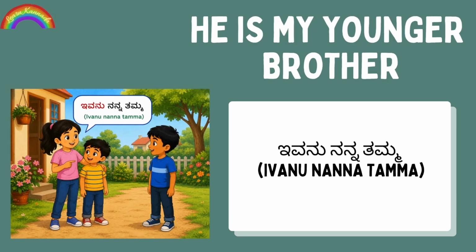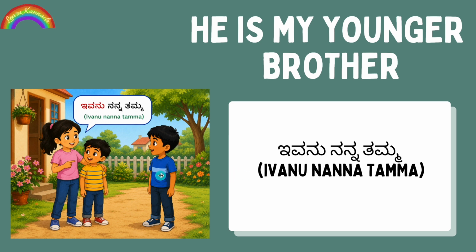We learned that Avanu and Avalu are used when the person is standing some distance away from us. So, what do we use when the person is standing near us? We use Ivanu and Ivalu. These words are used when the person is standing near us.